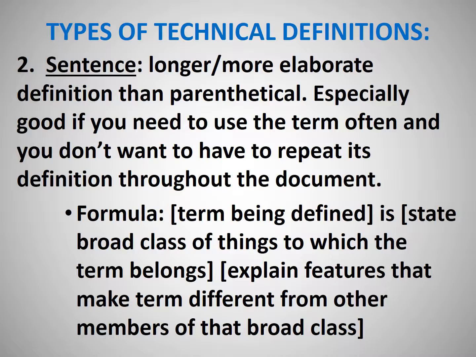We're going to look at an example of this in a minute, but let's just go over that again. So you start with your term or your concept. Is. Then you state the broad class of things to which that term or concept belongs. And then you finish by explaining how your term or concept is different from other members of that broad class. That's our formula for a sentence type definition.